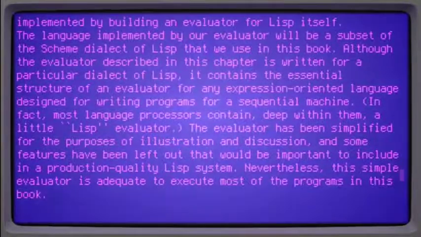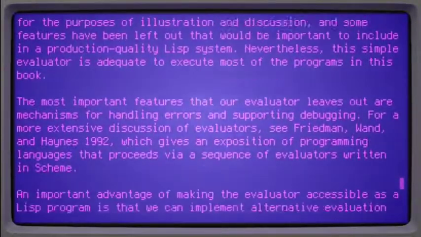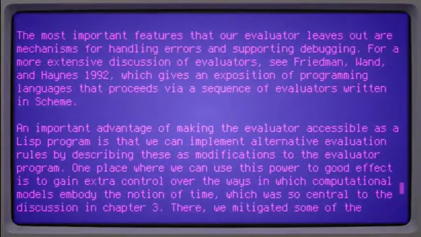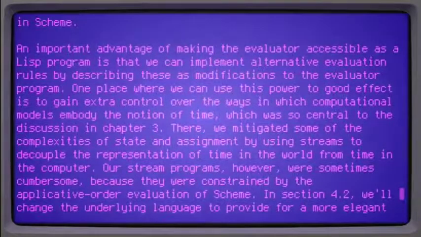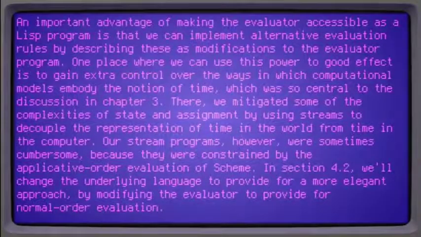The evaluator has been simplified for the purposes of illustration and discussion, and some features have been left out that would be important to include in a production-quality Lisp system. Nevertheless, this simple evaluator is adequate to execute most of the programs in this book. The most important features that our evaluator leaves out are mechanisms for handling errors and supporting debugging. For a more extensive discussion of evaluators, see Friedman, Wand and Haynes 1992, which gives an exposition of programming languages that proceeds via a sequence of evaluators written in Scheme.